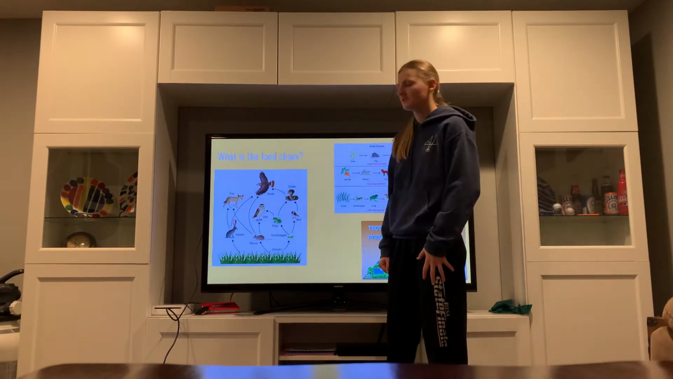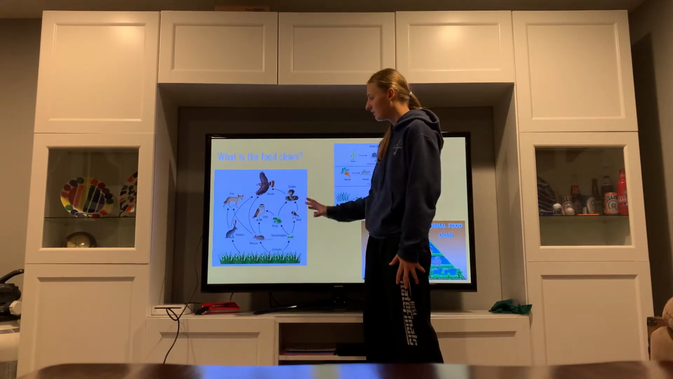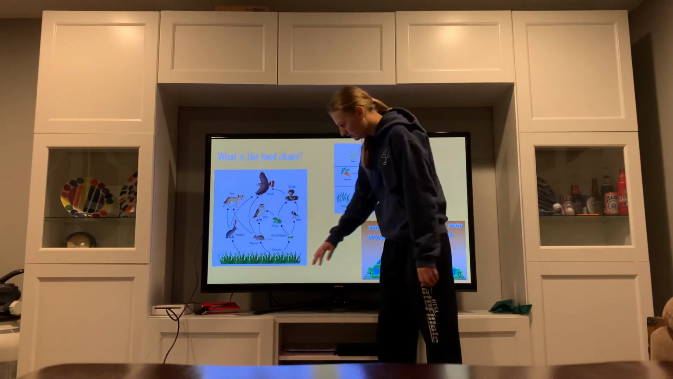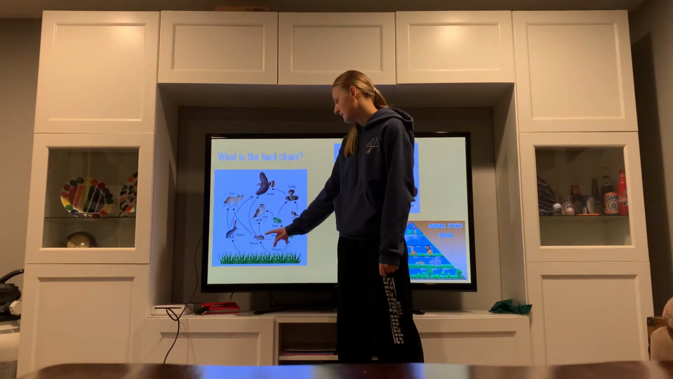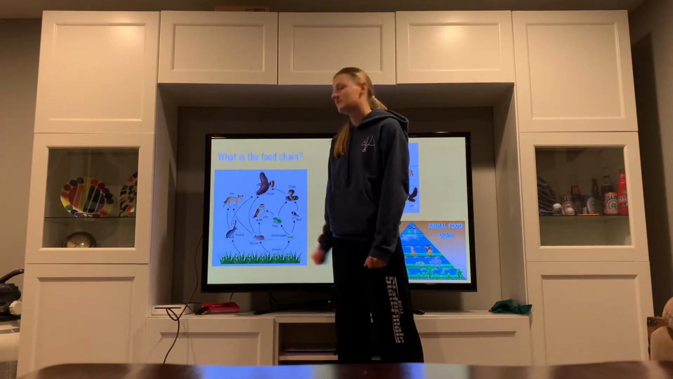it is kind of confusing to look at, in my opinion. There's a lot of arrows. You just kind of follow the arrows. So if you start with the grass, the mouse eats the grass, the wolf or the fox eats the mouse.